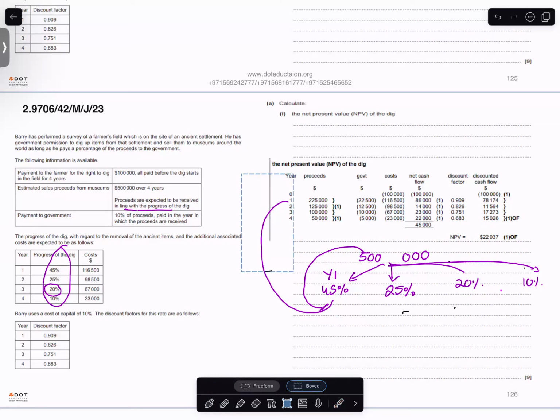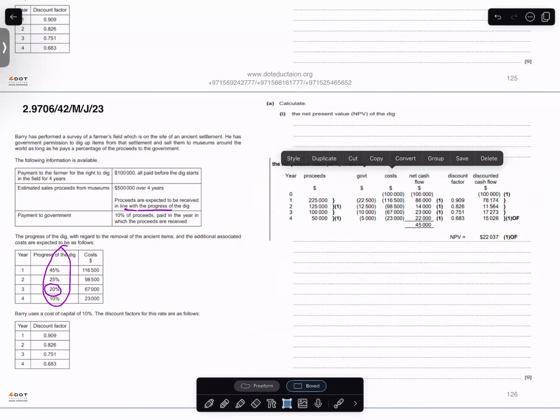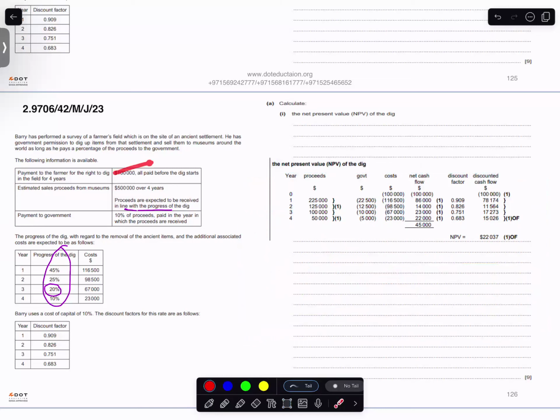Okay, very good. So you had the payment to the farmers. This 100,000 is gone. Then the cost of the dig. Payment to the farmer for the right to dig in the field for 4 years is 100,000. Estimated sales proceeds are given now. 10% of the proceeds paid in the year in which the proceeds are received. Okay. Come on, read ahead.